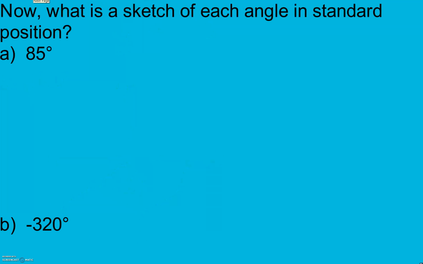Now, what is a sketch of each angle in standard position? Start on our initial side. 85 is close to 90. I draw on my arrow to show which direction I went, and I label it 85 degrees.